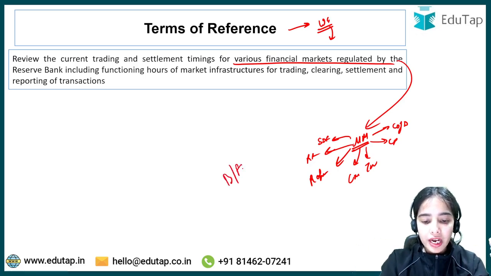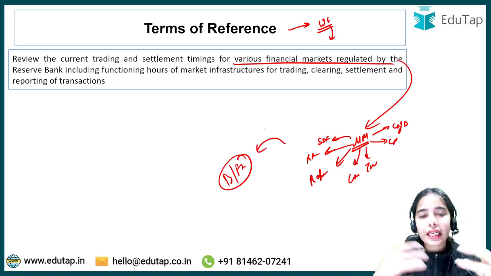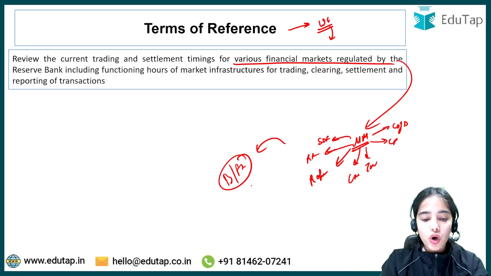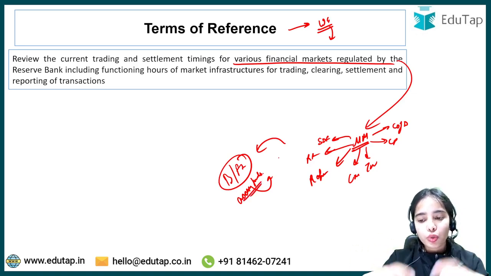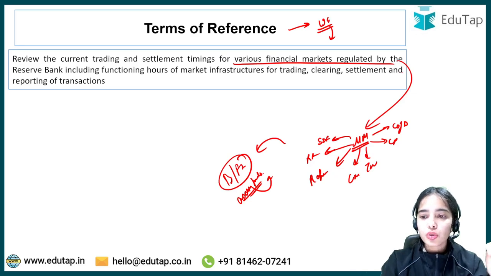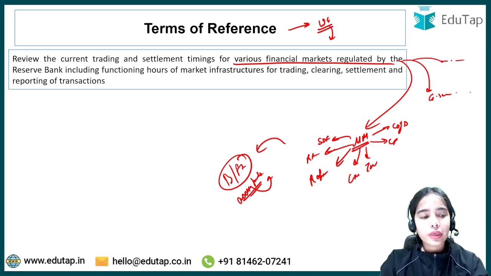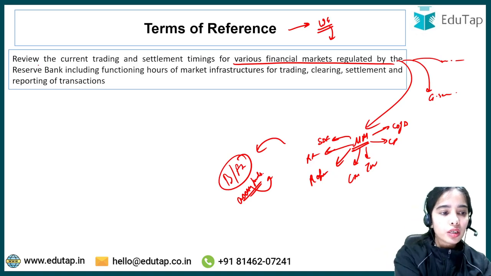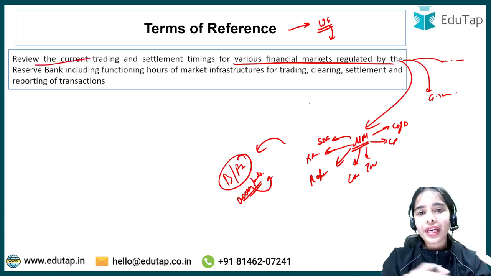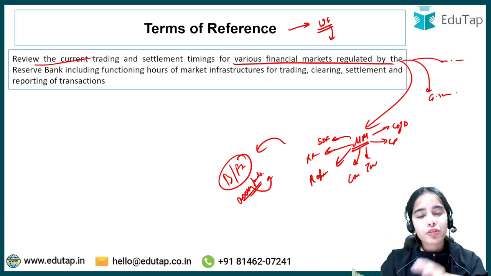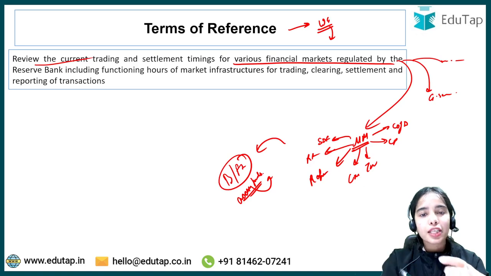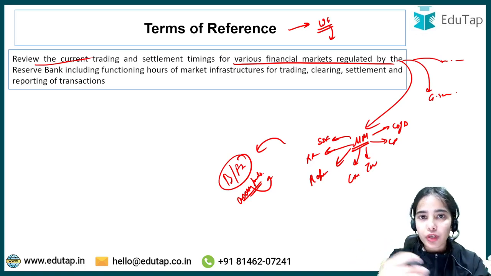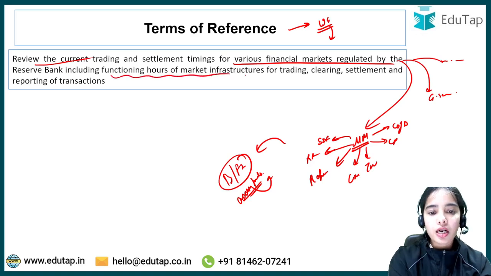And if the banks or the financial institutions want to raise funds, they can raise the funds through different instruments, or they can use their excess funds to invest or to earn returns through these different instruments also. Okay, so there is also the government securities market and the foreign exchange market that is regulated by the Reserve Bank. Now the working group has to review the current trading and settlement timings for various financial markets regulated by RBI to bring synchronization and complementary timings in the different markets, including the functioning hours of market infrastructure.